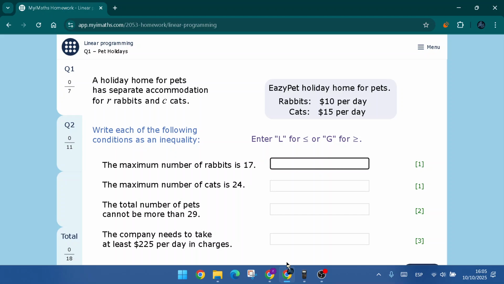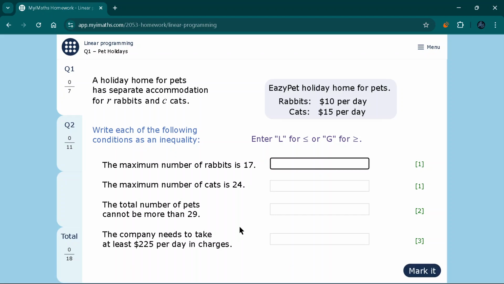Welcome, we're doing the linear programming Myimaths talks, and it starts with pet holidays. Okay, so we've got the rabbits R, the cats C.